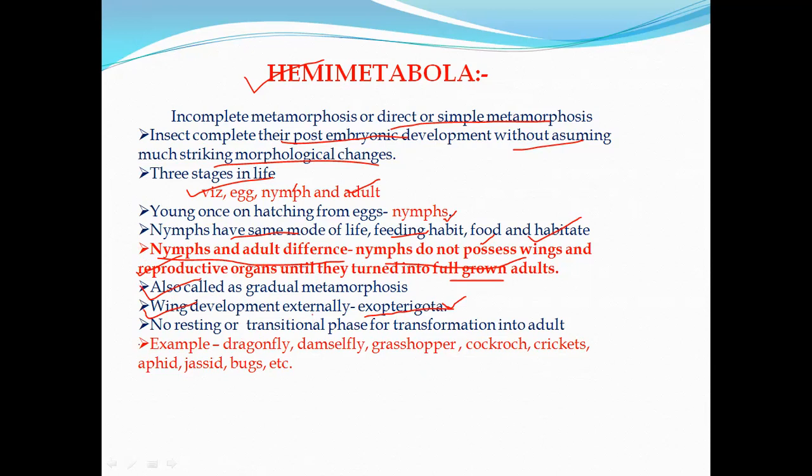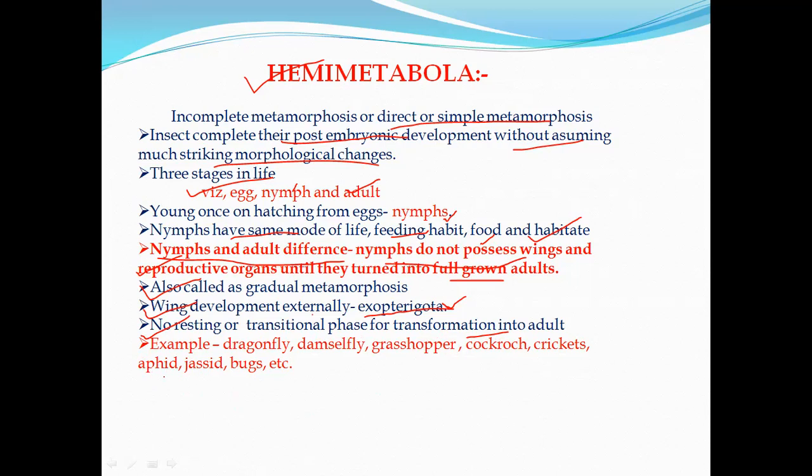So here in this stage, there is no resting stage or transitional phase for the transformation into the adult, because the pupal stage is absent. There is no pupal stage, so there is no resting stage. The young one directly forms the adult. Okay, it transforms directly. That's why it is called hemimetabola.